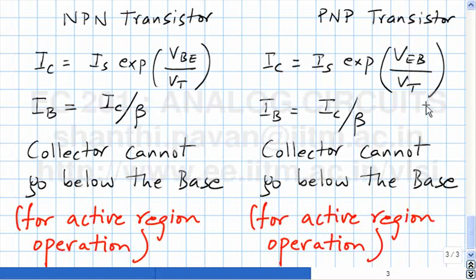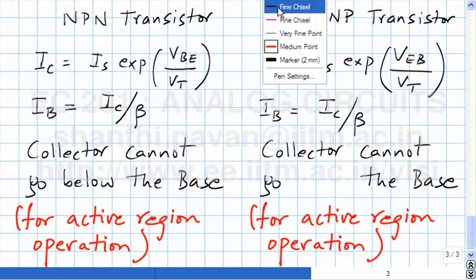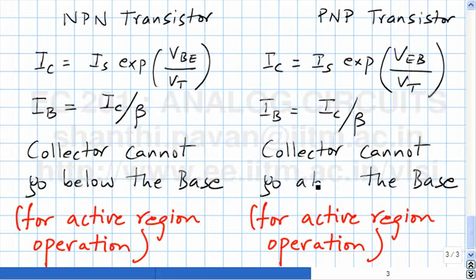The collector cannot go above the base, if you want the transistor to be in the active region. And just like how the NMOS transistor and the PMOS transistor had the same incremental equivalent circuit, the NPN transistor and the PNP transistor will also have the same incremental equivalent circuit.